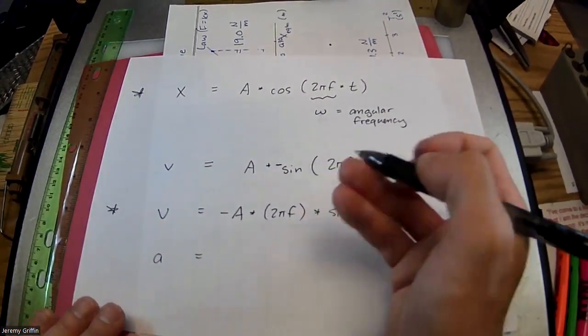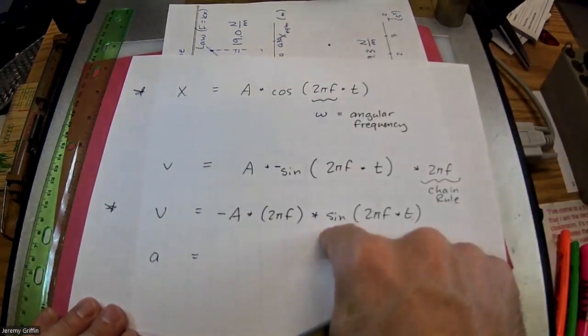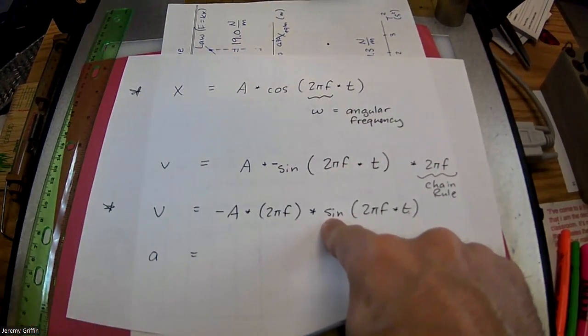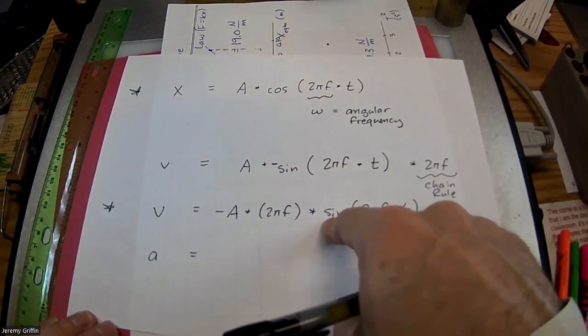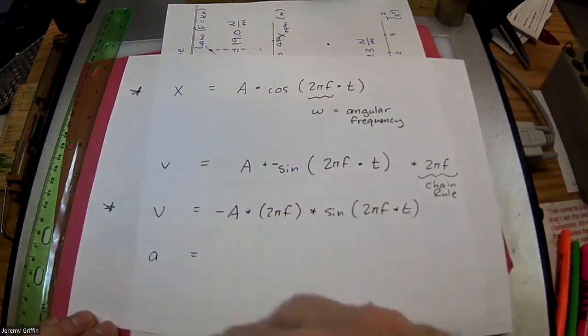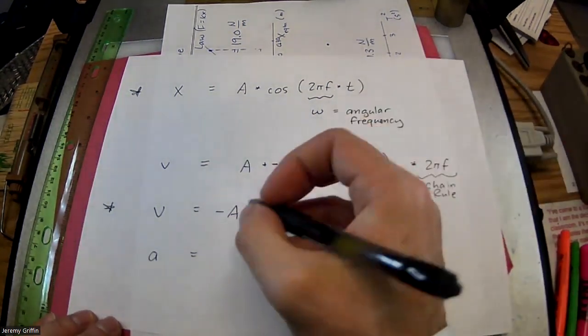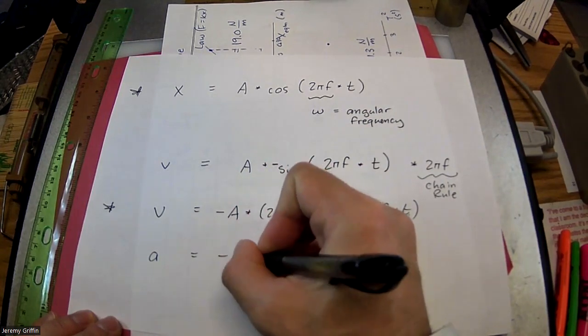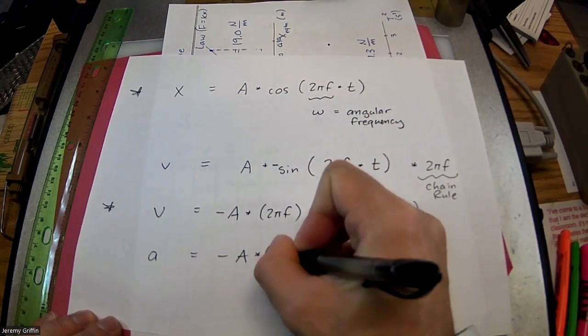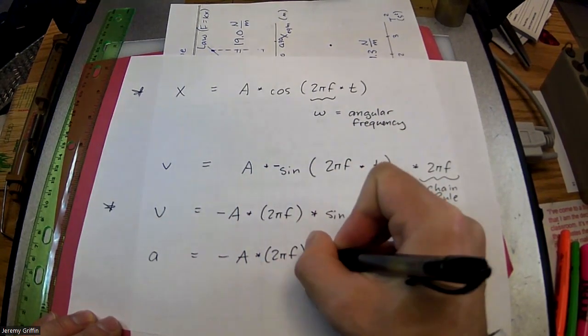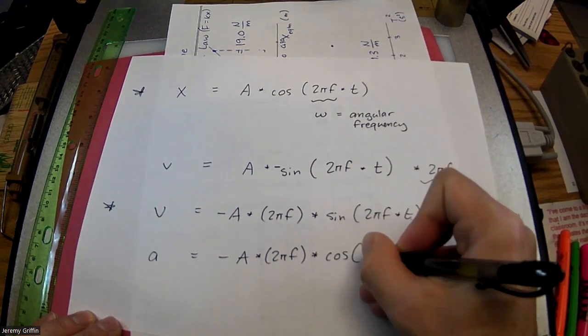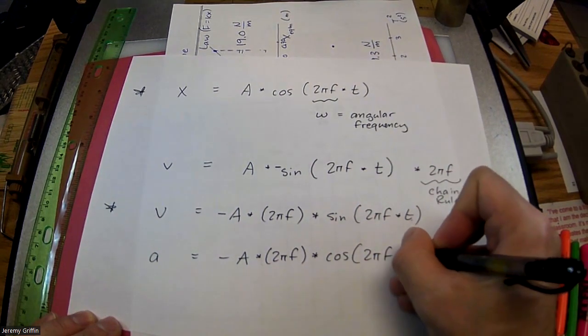Do A of t. Right? So you guys just told me the rate change of sine is cosine. Right? Since there's a negative sign there already, that's just going to stay the same. Okay? So go negative A 2 pi f cosine of 2 pi f times t.